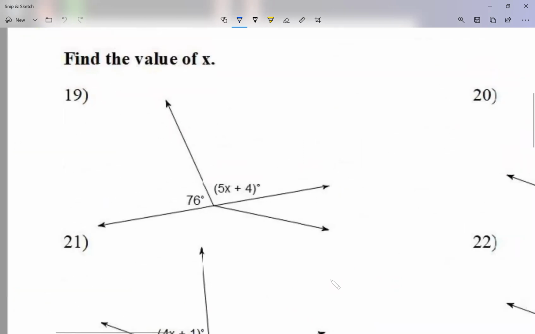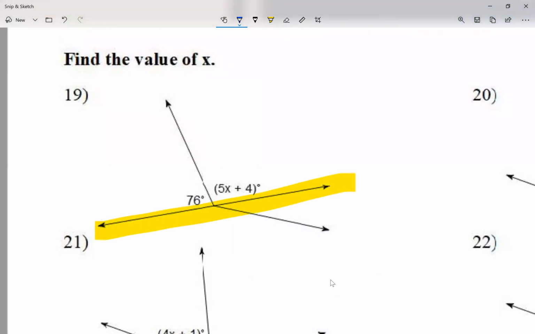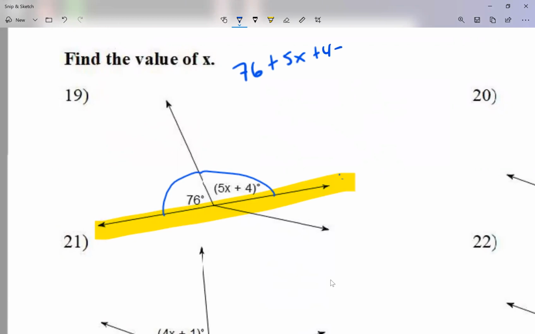Question number 19 says, find the value of x. When I look at my angles here, I see there's actually a line. 76 is here, 5x plus 4 is here. Combined, they make the angle of a line. I remember I said before, the angle of a line, we call it a linear pair. They're supplementary. They add up to 180. So I'm just going to say 76 plus 5x plus 4 is equal to 180. Separate them through the equal sign.